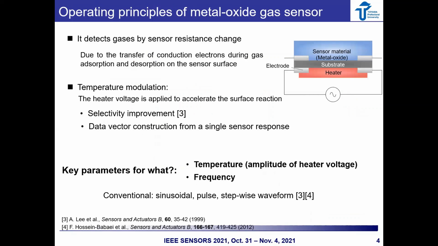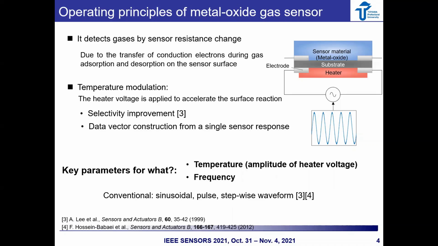Next, I'll explain the metal oxide gas sensor, which is typically used for the sensor array. It detects gases based on the change of electrical resistance caused by the transfer of conduction electrons when gas is adsorbed or dissolved on the sensor surface. In addition, it is known that applying a periodic waveform to the heater to periodically modulate the sensor temperature improves the selectivity depending on its temperature and frequency.